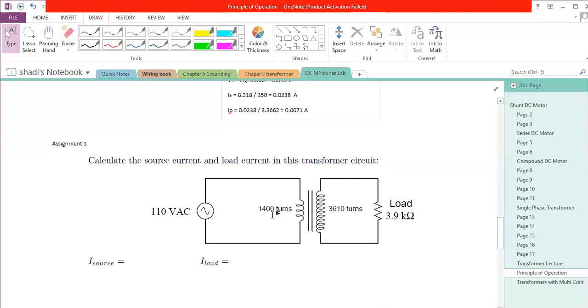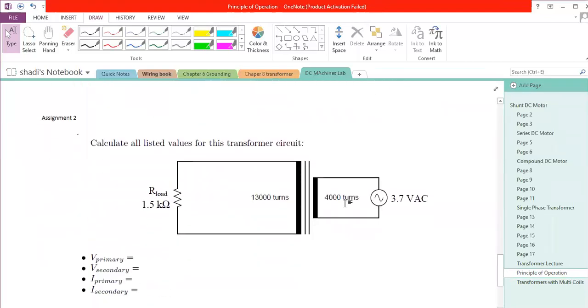So the first thing you have to find, if you have any transformer question, is the turns ratio or the voltage ratio. You have to figure it out. What is K for this transformer? Then, with the turns ratio or the voltage ratio, you can find all the other missing items.